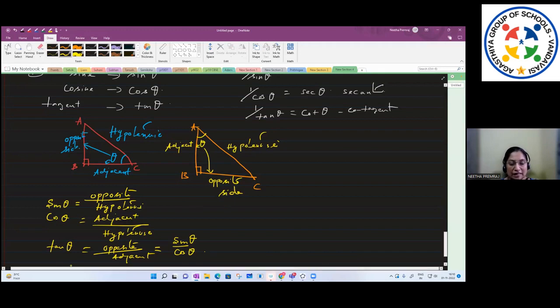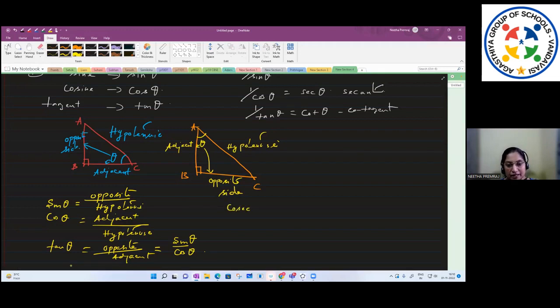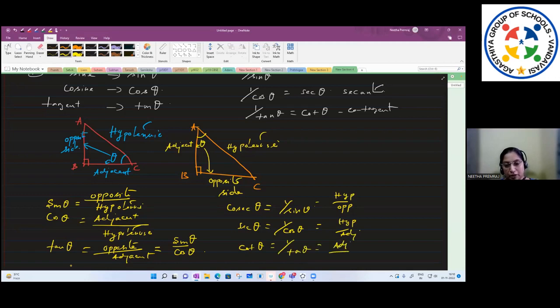Then cosecant and secant are what? Inverses of sin, cos, tan. So cosecant theta is the inverse, 1 by sin, that is hypotenuse by opposite. Secant theta is 1 by cos, that is hypotenuse by adjacent. And cot theta is 1 by tan, that is adjacent by opposite, in other words, cos theta by sin theta.